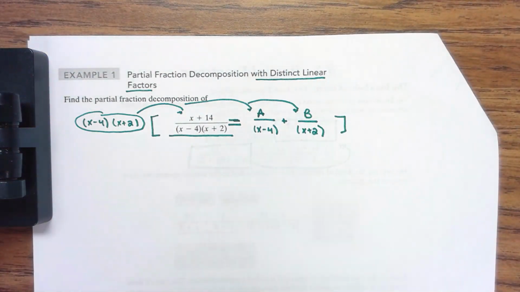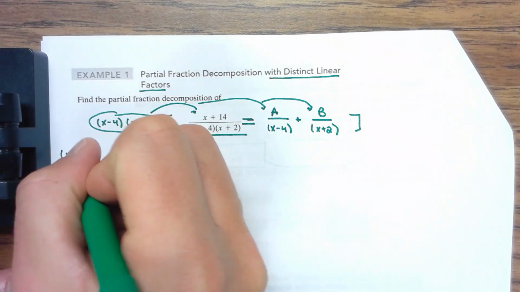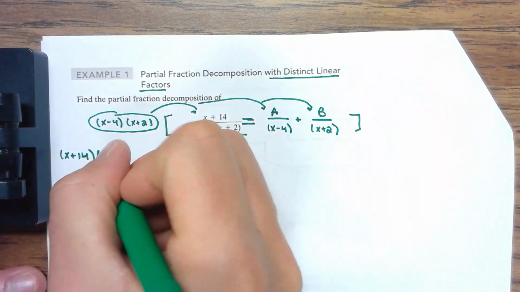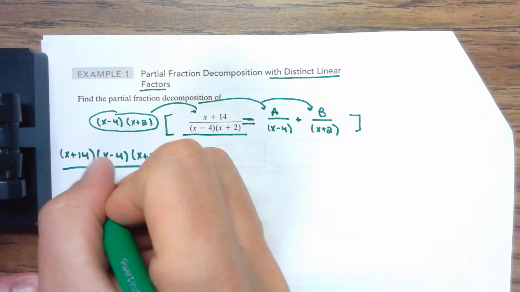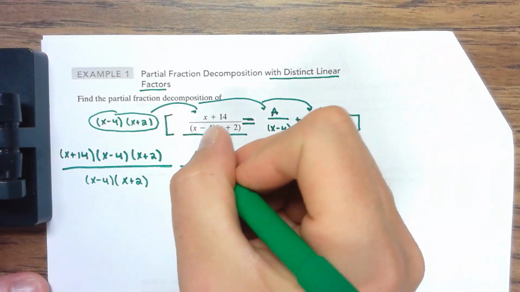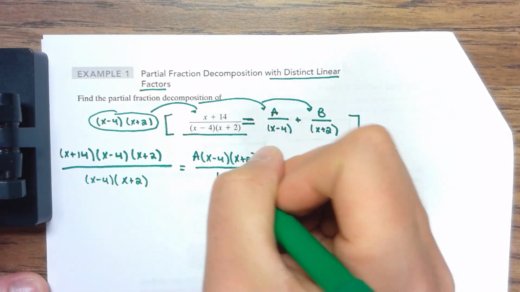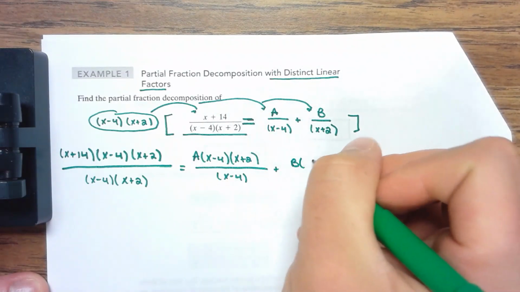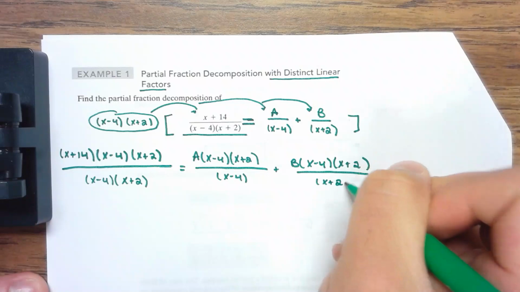This first time around, I'm going to show this distribution. It's going to look really messy, but a lot of things will divide out. As I do the other examples, I'll just do that dividing out in the first step to make it look a little bit nicer. So when I distribute, we have x plus 14, and we're giving it an x minus 4 and an x plus 2, and it's still over that same denominator, x minus 4, x plus 2. On the right side, we have A times x minus 4 times x plus 2 divided by x minus 4, and then plus B times x minus 4 times x plus 2, and then all over x plus 2.